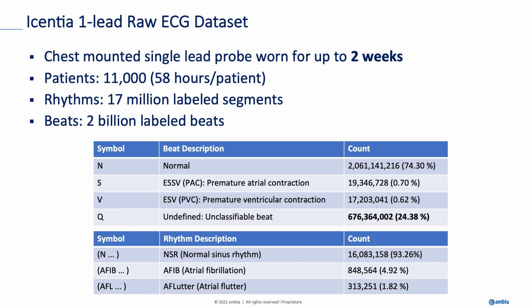Something I found interesting when you look at the beat classification is that over 2 billion are identified as normal, but over 600 million are unclassifiable. That's 25% of them. It shows you the extent of how much noise and other artifacts are in this data set, so much that even a clinician can't discern what kind of beat it is.